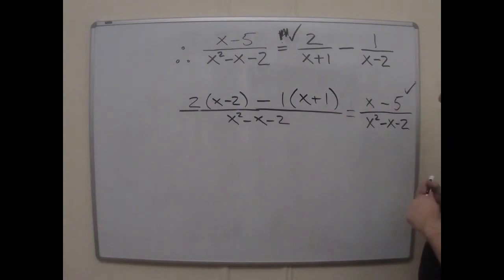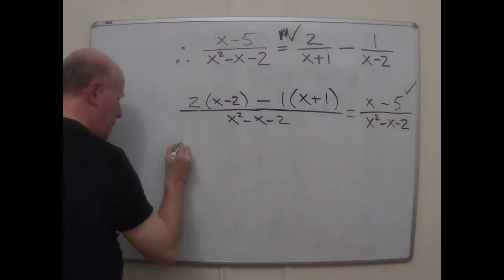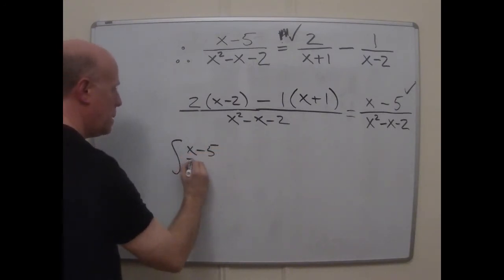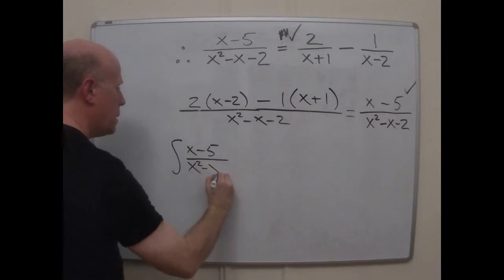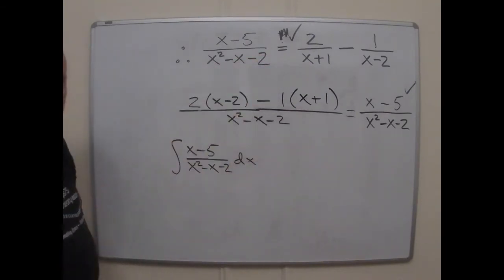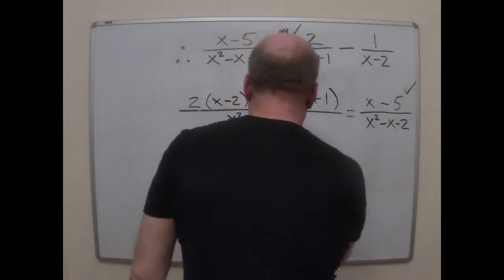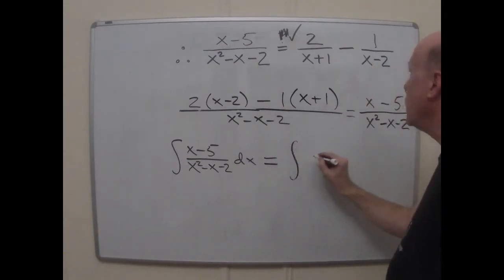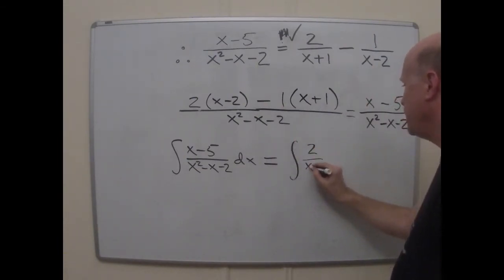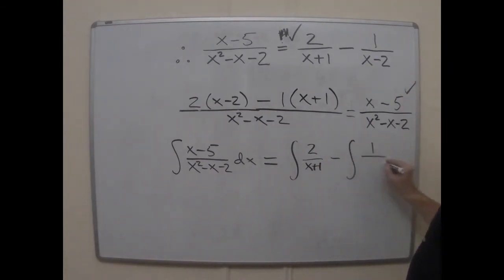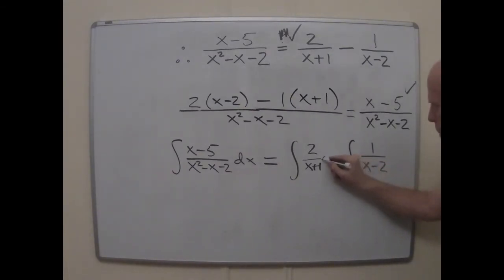So, what does this let us do? This means that if I were faced with an integral of that rational function, I could instead look at its partial fraction decomposition, and wow, that's going to turn out to be really easy. The integral of 2 over x plus 1 minus the integral of 1 over x minus 2. Well, both of these are dx.